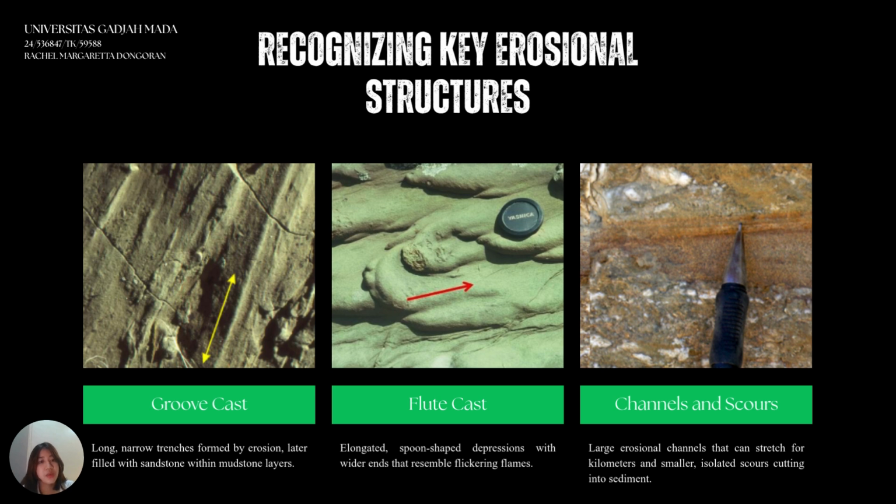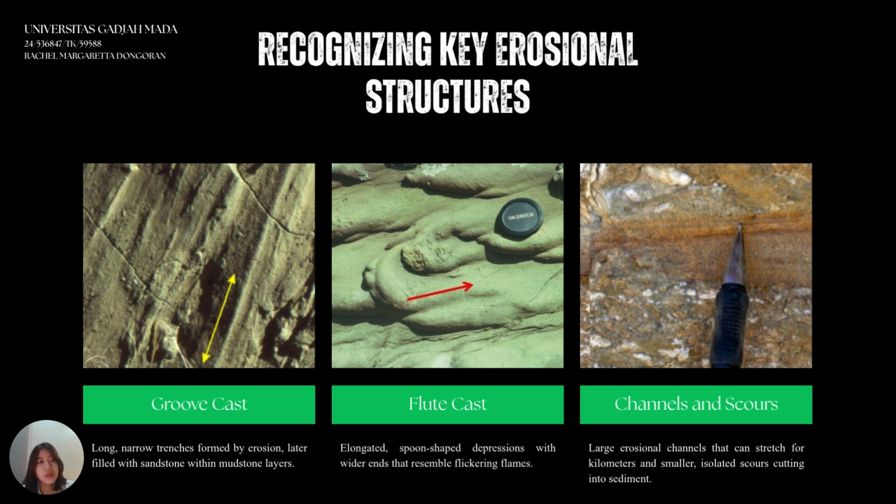So here we're recognizing key erosional structures. Let's go through some of the most common examples. First we have groove casts. These are long, narrow, trench-like marks formed by the erosion of the surface by tools or debris carried by the current. Later, these grooves get filled by sand and become preserved as ridges on the underside of the overlying layer.